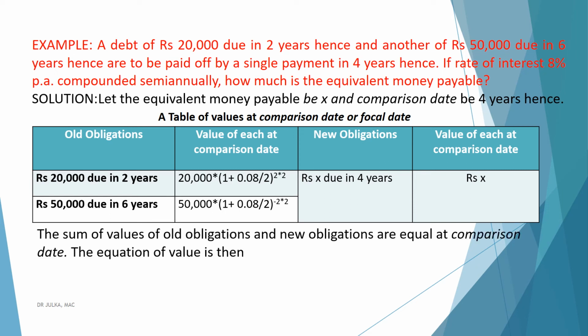The sum of values of old obligations and new obligations are equal at comparison date. The equation of value is then X equals 20,000 multiplied by 1 plus 0.08 divided by 2, the whole to the power 2 multiplied by 2, plus 50,000 multiplied by 1 plus 0.08 divided by 2, whole to the power minus 2 into 2. And we'll get the value of X.